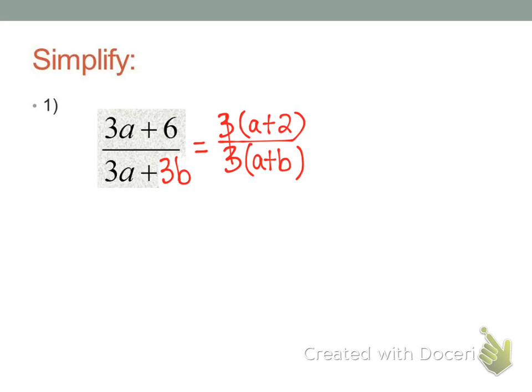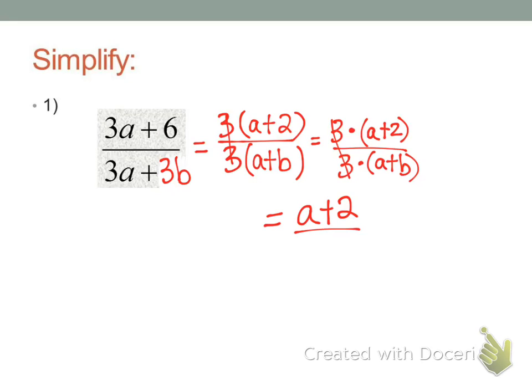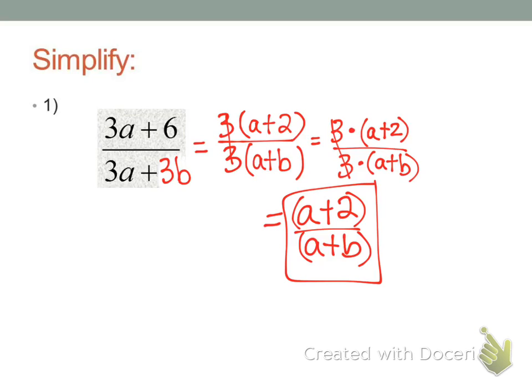If you wanted to, you could have rewritten this with a dot before your parentheses to show the separation. You do not have to do this, but this shows that those 3's are definitely out on their own and they can cancel out. So what would be left? A plus 2 over a plus b. If you want to leave them in their parentheses, you can. You don't really have to because there's nothing else around them. But it might be a good practice just to always put binomials in parentheses.